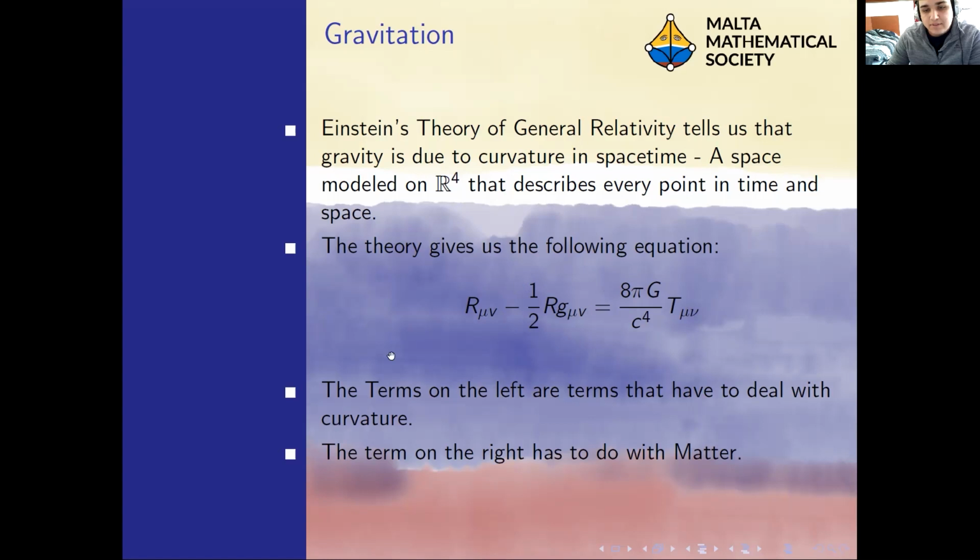So the whole idea is that this is a set of differential equations, right? And we'd like to solve them. If we know the mass distribution, we'd like to figure out what the geometry looks like. And conversely, if we know the geometry, we can find the mass distribution with these sets of differential equations.